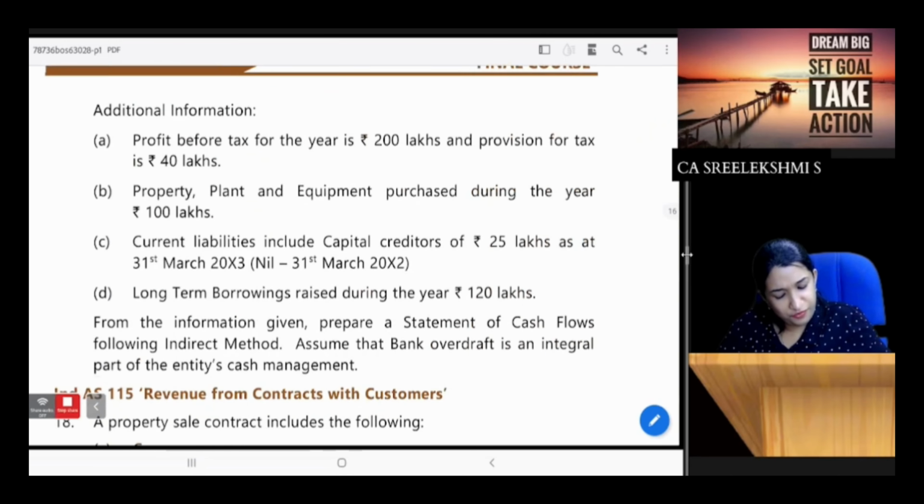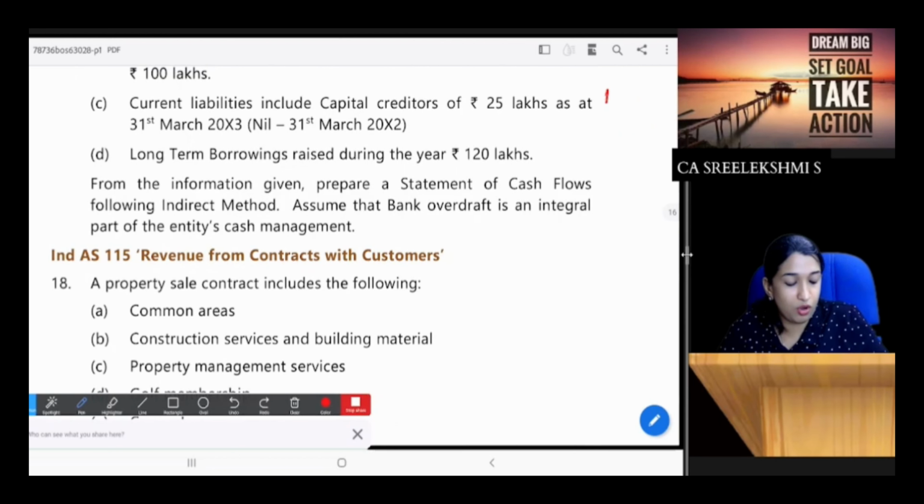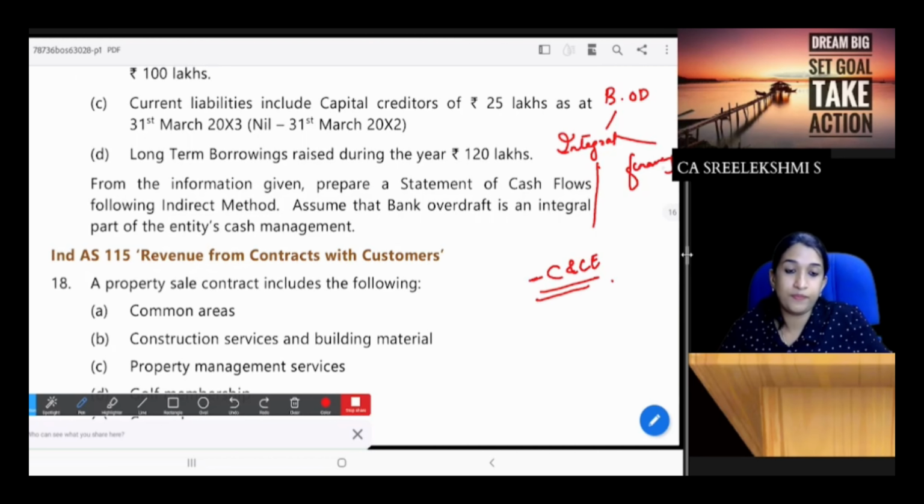Okay. From the information, prepare a statement of cash flows using the indirect method. Assume bank overdraft is an integral part of the entity's cash management. See, what is the treatment of a bank overdraft? If it is an integral part of cash management, it is a cash and cash equivalent, a negative cash and cash equivalent. If not integral, take it as financing: additional loan taken or loan repaid, etc.